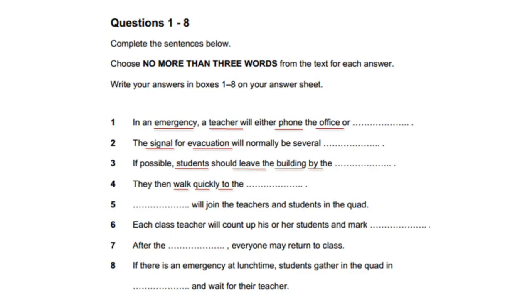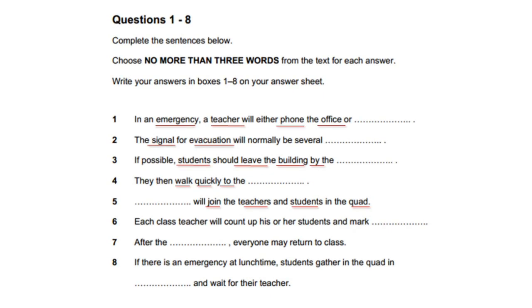For question 5, you need to complete the following sentence. Something will join the teachers and students in the quad area. So again, underline any keywords. Here I would underline join, teachers, students, and quad. Then go back up to the text and scan the text for the answer. Answer 5 should appear after answer 4 in the text, so start reading from where you got answer 4 from.